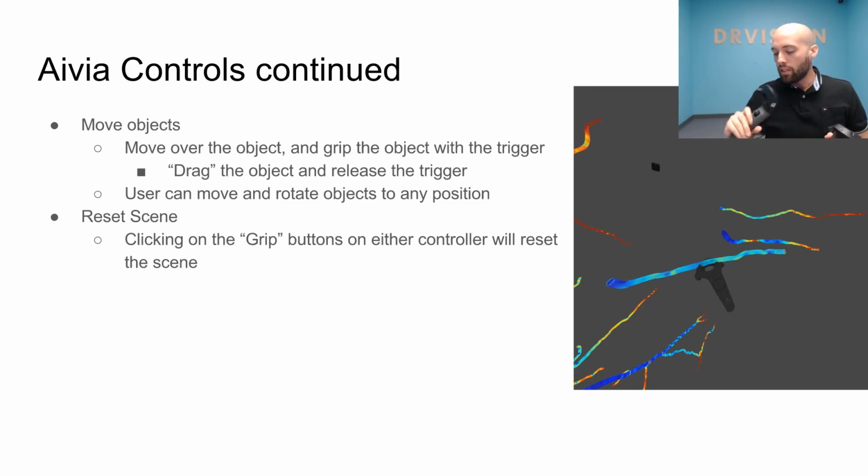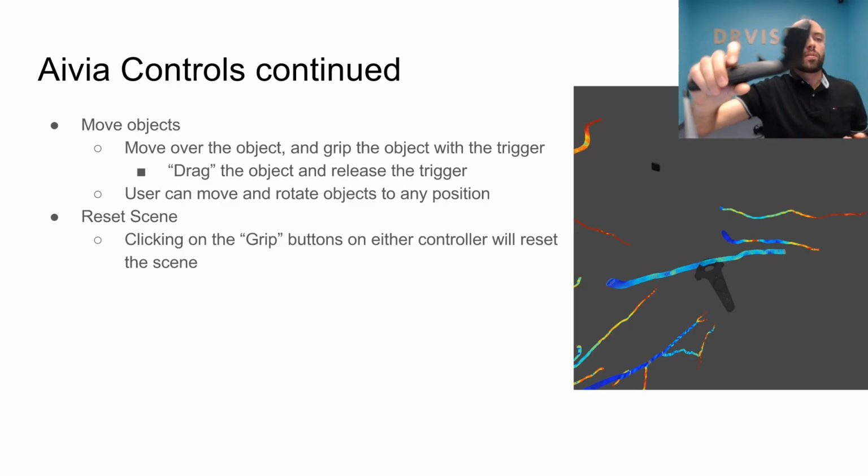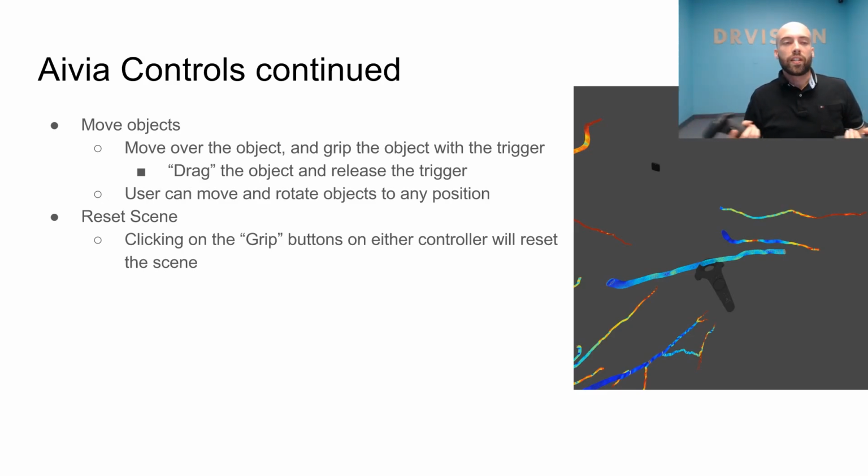And then lastly, we have the little grip buttons, which aren't as commonly used, but we just use those to reset the scene. Let's say you've moved every object around, and you say, I want it back to the original position where my neurons are originally, and that'll just reset the scene.